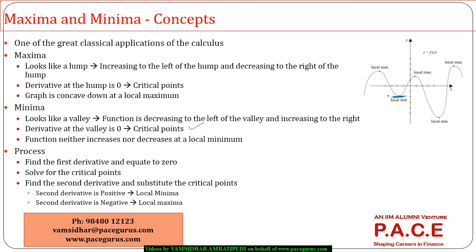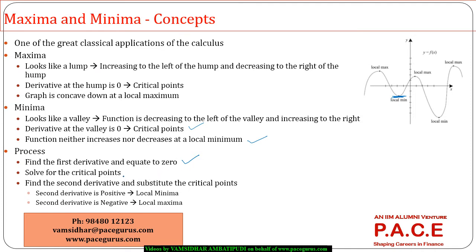Whenever we say the derivative is 0, at this particular point the function will neither increase nor decrease. So how do I use the concept of derivatives to find the maximum or the minimum value of a function? The first step: find the derivative of the function, and once you find the derivative, equate it to 0. We'll take the example in the next slide, but first find the derivative of the function and equate it to 0.